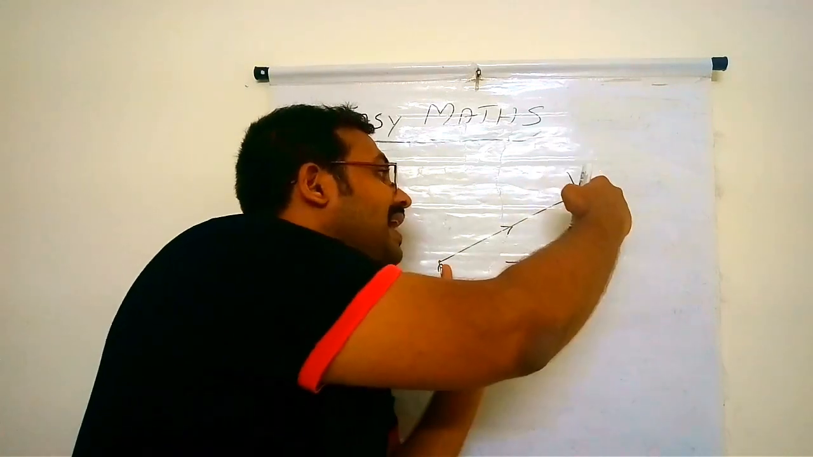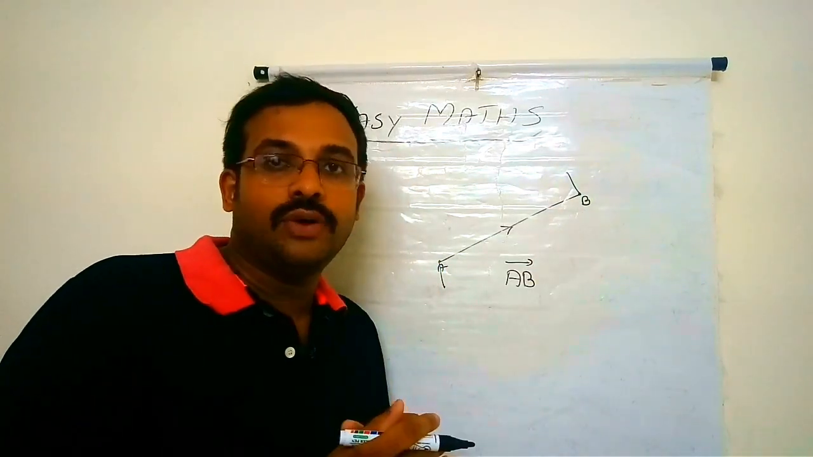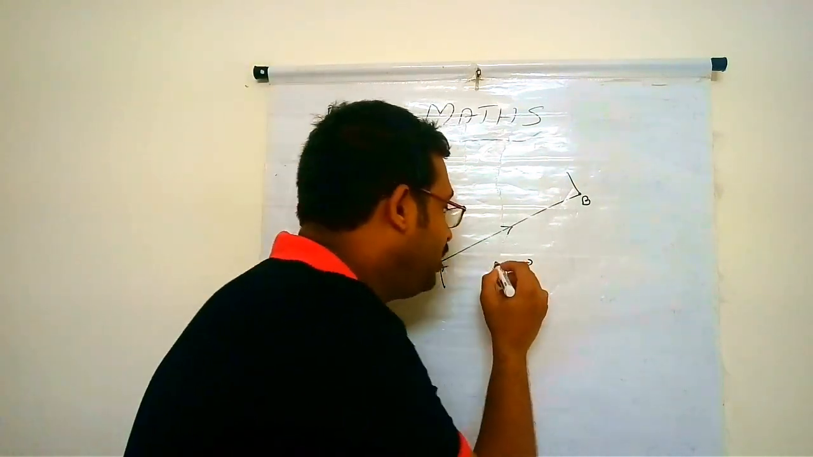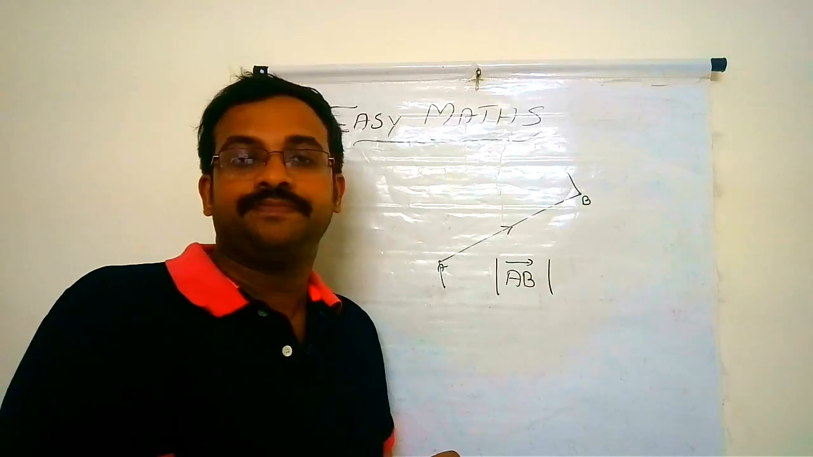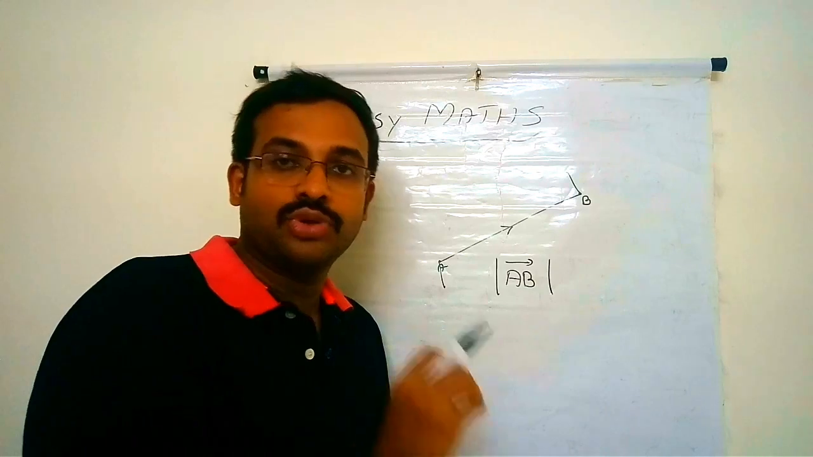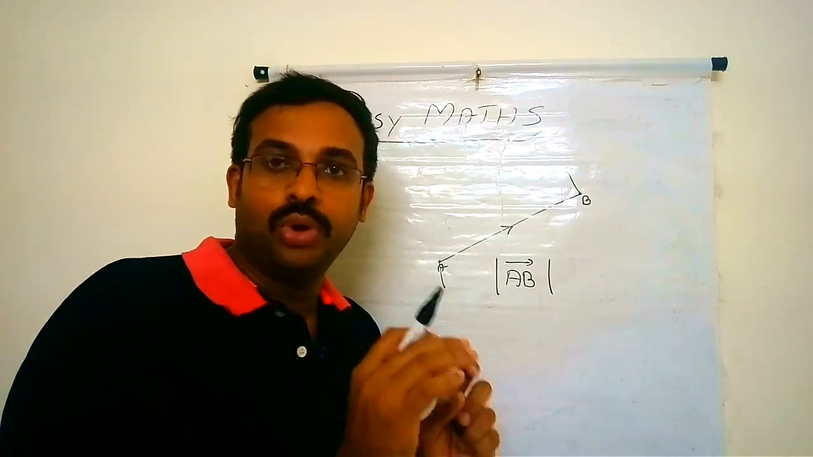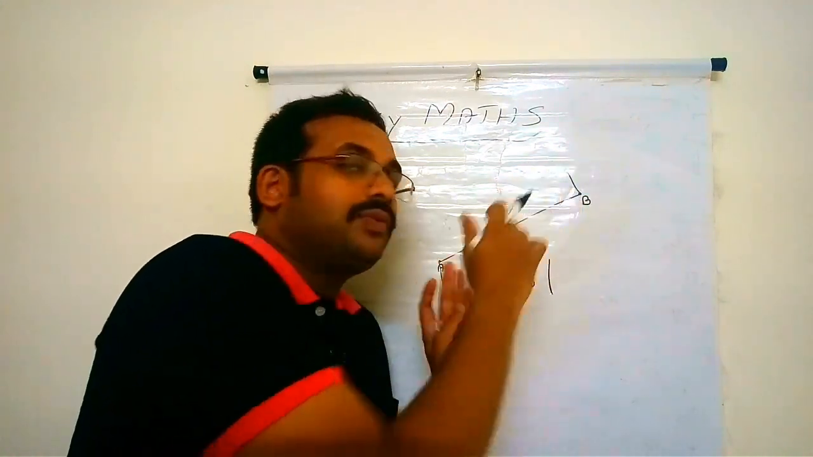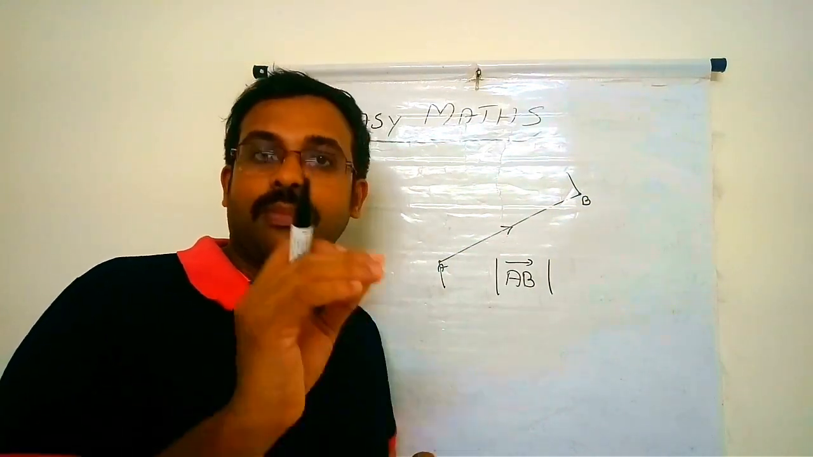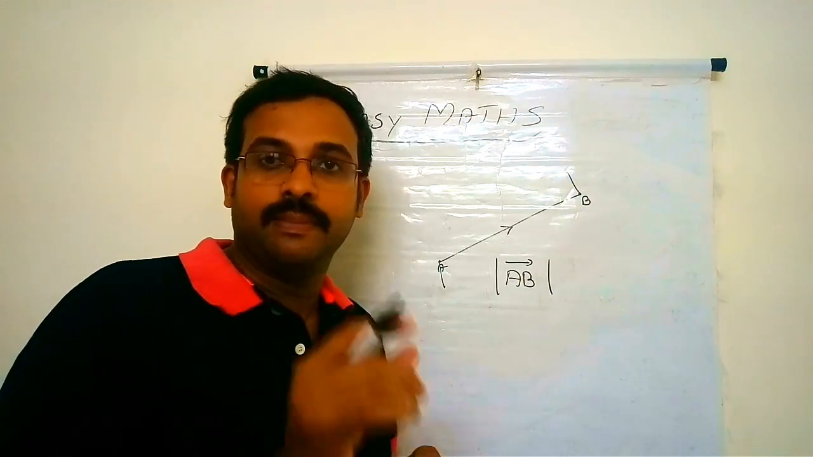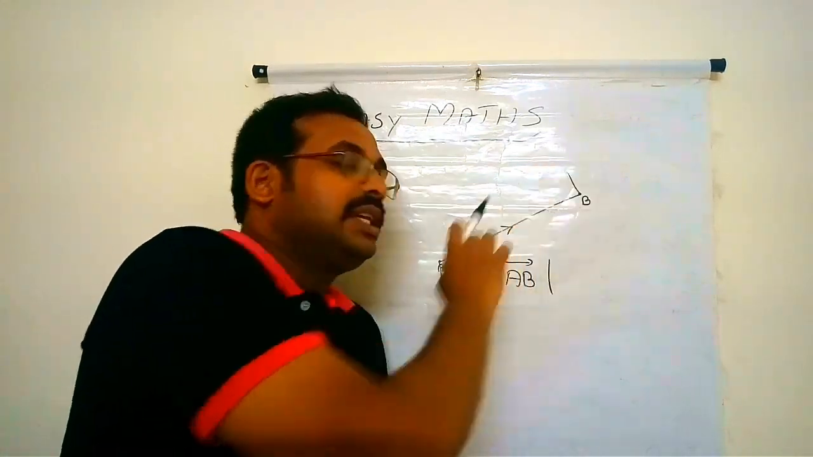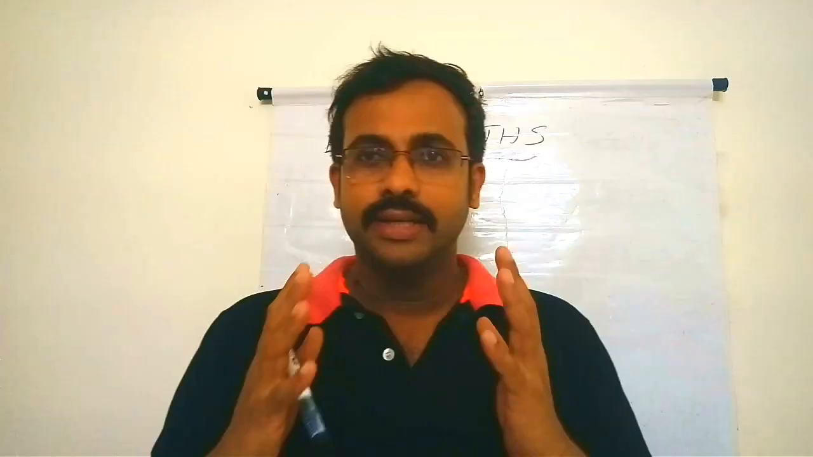This length is called the modulus of the vector, and the modulus of vector AB we denote using a symbol. We read it as magnitude of AB. Magnitude of AB means modulus, and modulus means the length of the directed line segment. That is the geometrical interpretation of modulus: the modulus or magnitude of a vector means the length of the directed line segment.